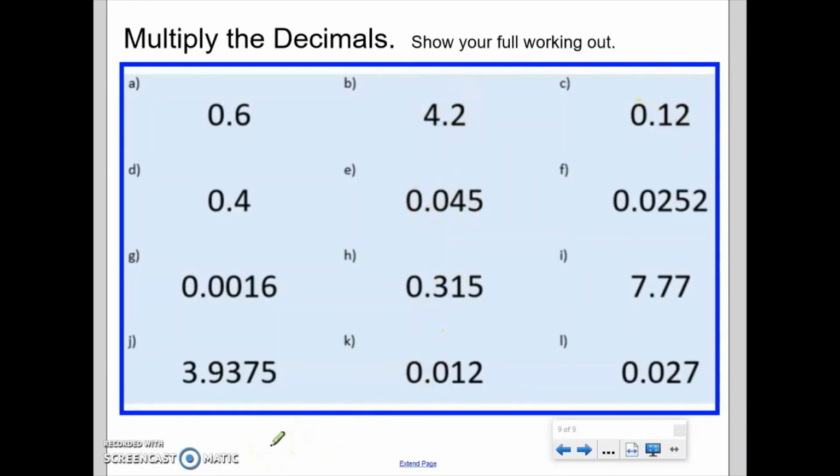Very well done if you were able to get these correct, especially the last three questions where we became a bit more challenging, a bit more complex. Very well done if you've got those correct. You've shown a good understanding of multiplying decimals.